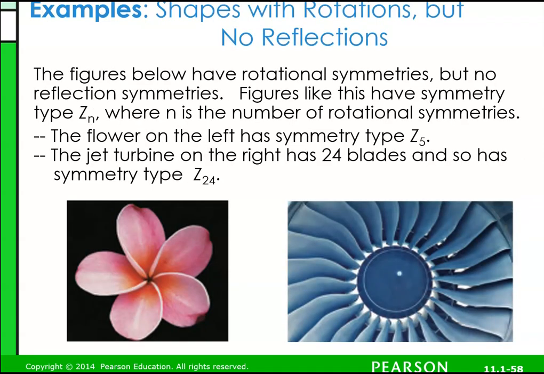So shapes with rotations, but no reflections. Here's a couple other examples. The flower on the left has symmetry Z sub 5. Hopefully that makes sense, it's got 5 petals. Then we're talking about jet turbine blades here, and there are 24 of them, so it's Z sub 24.